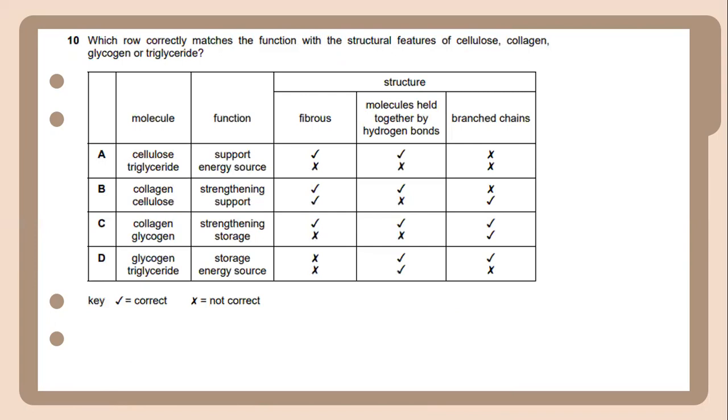Which row correctly matches the function with the structure features of cellulose, collagen, glycogen, or triglyceride? The answer will be the molecule referring to cellulose. Function is for support, and fibrous will be correct, and molecule bound together by hydrogen bonds is also correct, and branched chain is not correct. But for the triglycerides, function is as energy source. Fibrous is not correct, and molecule bound together by the hydrogen bond is also not correct, and the branched chain is also not correct.